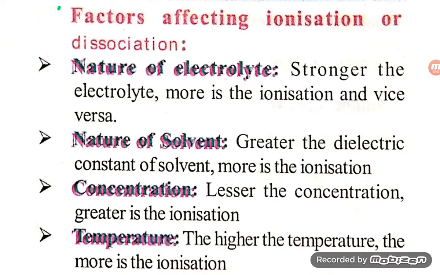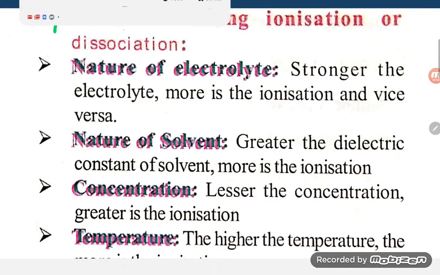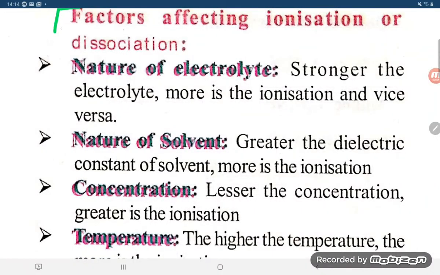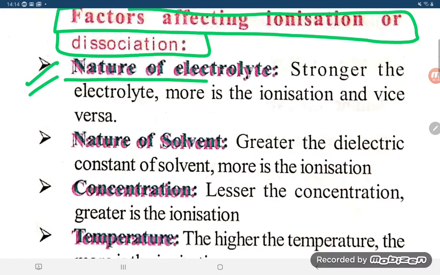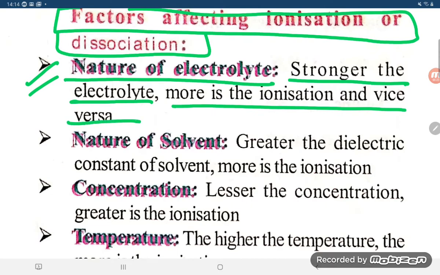Hello students, let us try to understand the factors affecting ionization and dissociation of acids and bases. The very first point is the nature of the electrolyte. The stronger the electrolyte, the more is the ionization, and vice versa. So a stronger electrolyte will have more ionization, that is, a greater degree of dissociation.